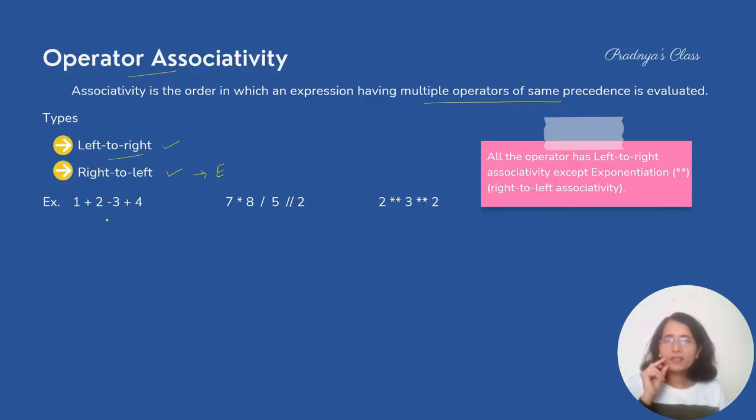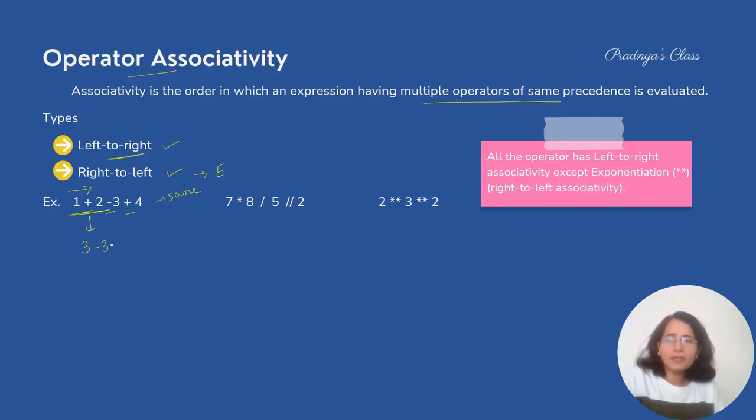Let's implement operator associativity on this simple example. Here there are the operators plus and minus which are of the same precedence. Then this will get calculated from left to right as plus and minus have the associativity left to right. So let's try to calculate it. First this 1 plus 2 will get calculated. So we will get 3.